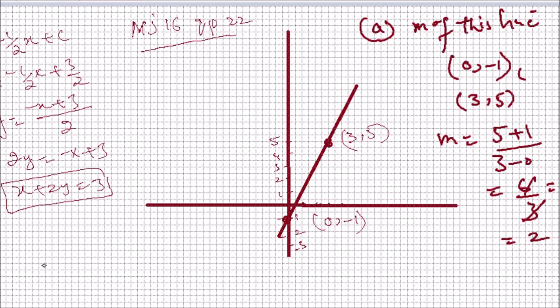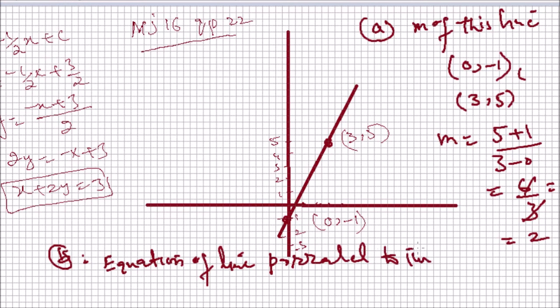In part B, write down the equation of the line parallel to line L that passes through S. Equation of the line parallel to this line, and passing through 0, 6. This means 0, 6, where 6 is your y-intercept.